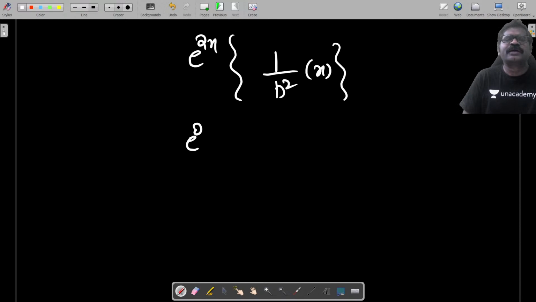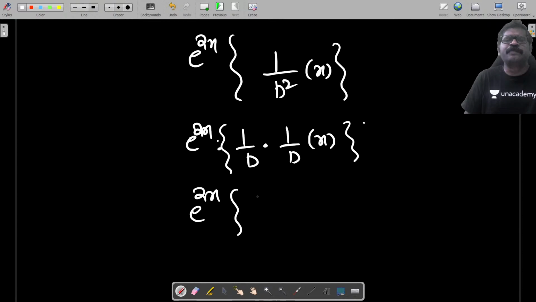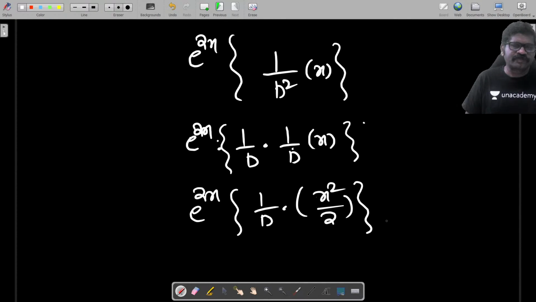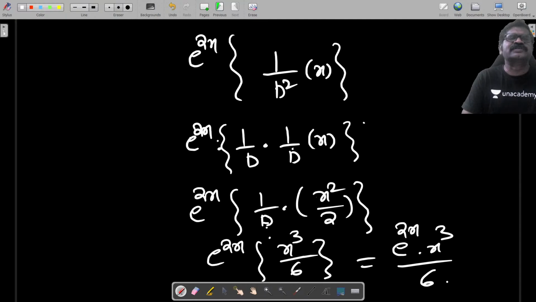Now e power 2x into 1 by D into 1 by D of x. Now e power 2x into 1 by D, 1 by D of x is x square by 2. Next, e power 2x into 1 by D of x square by 2 is x cube by 6. E power 2x into x cube by 6.